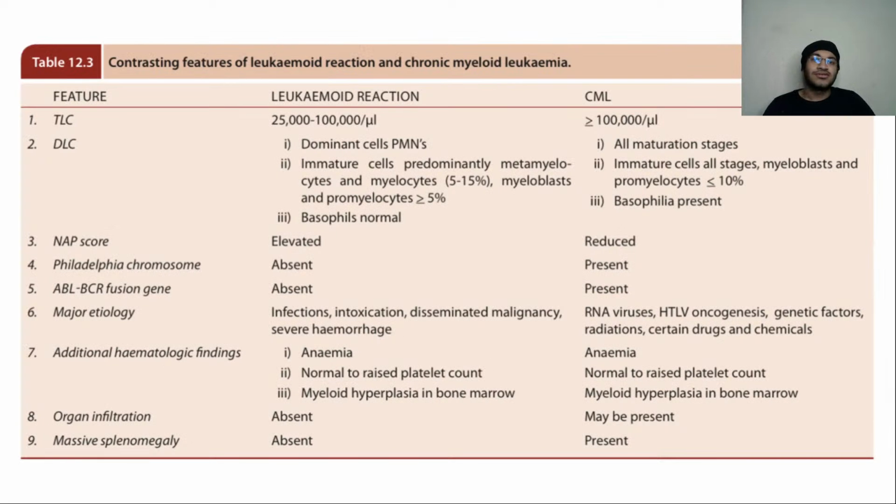Then the contrasting features of leukemoid reaction and chronic myeloid leukemia. First is leukemoid reaction. The TLC, total leukocyte count, will be from 25,000 to 1 lakh, but in CML more than 1 lakh or more than 1.5 lakh as well. In the DLC, differential leukocyte count, the dominant cells are PMNs, immature cells predominantly metamyelocytes, myelocytes, myeloblasts and promyelocytes. So immature cells will be there, but mostly the blast cells will be fewer. But in CML, immature cells will be of all stages, and myeloblasts and promyelocytes will be more than 10%.